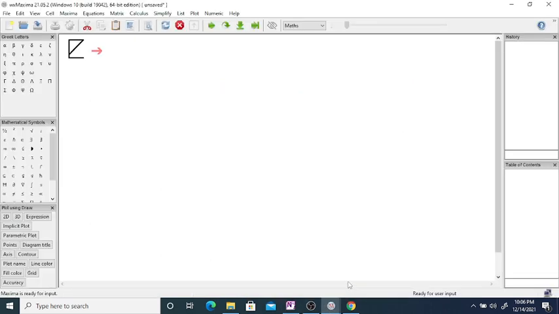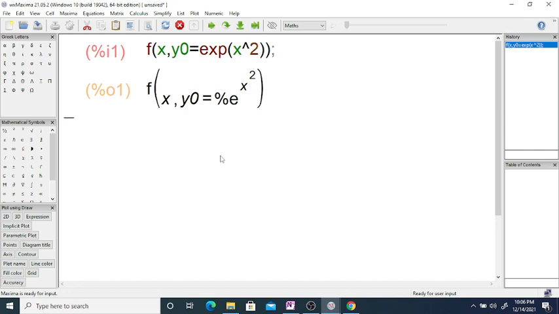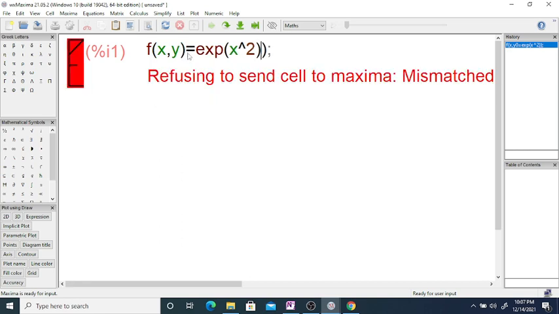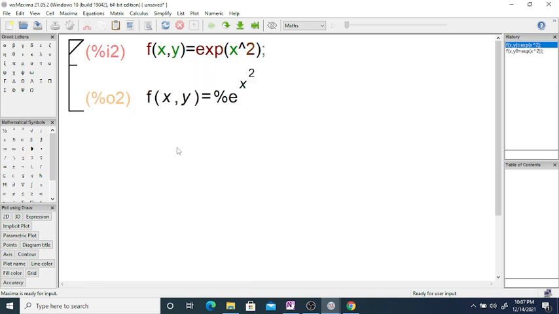You can also use Maxima to evaluate this last integration. Again, first we want to enter f of x y. Say f of x y is equal to exp of x square. So f of x y is equal to e raised to x square.